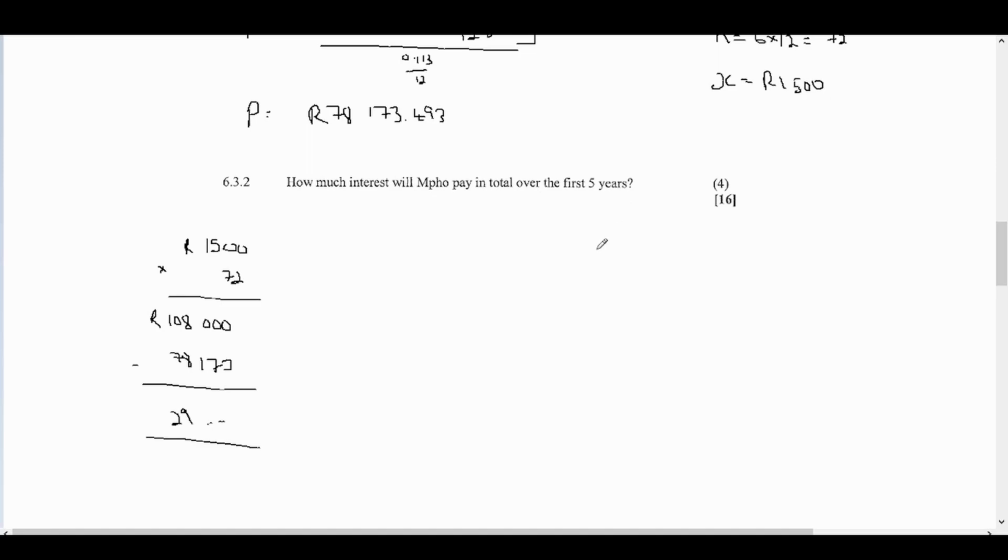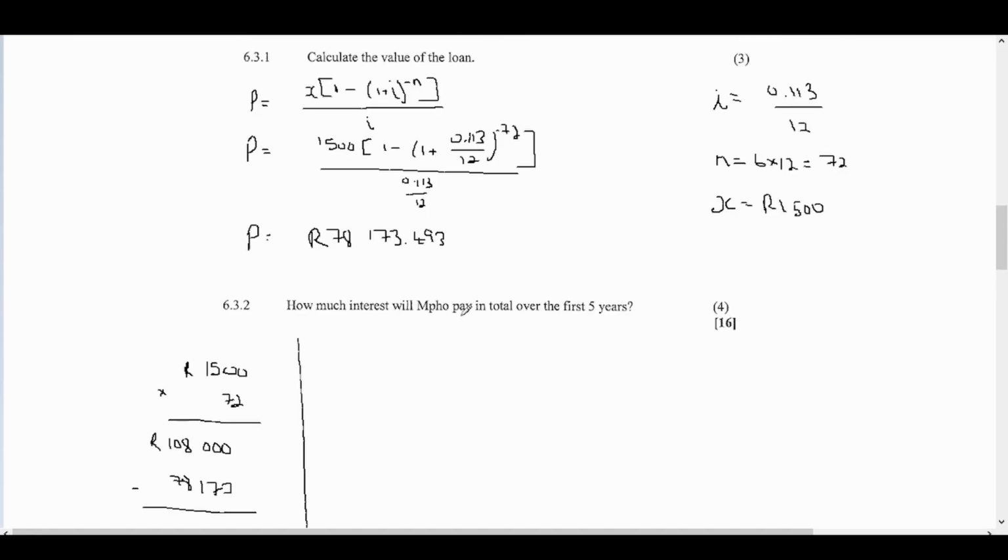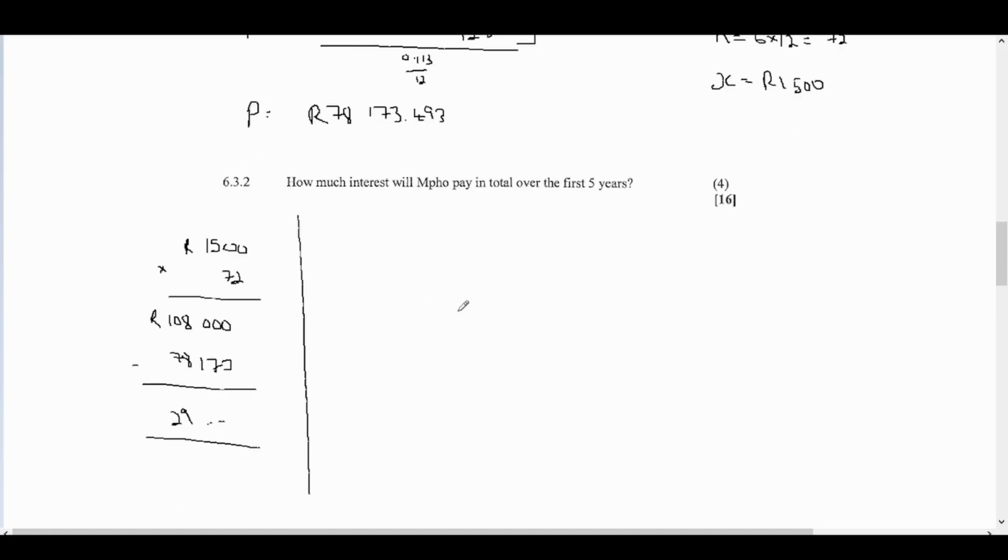So what you have to do is calculate the balance after the 5 years. For the 5 years, we have to determine how much is already paid, and that's pretty simple. We're just going to do 1,500 multiplied by 5 years, which is 60 months, and then we get a total of 90k.